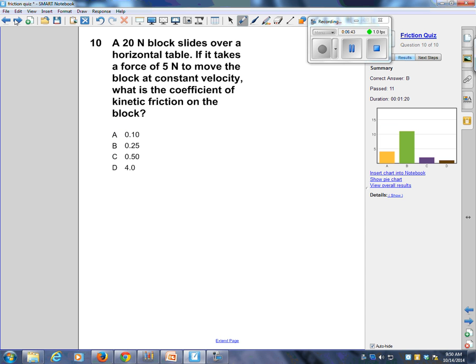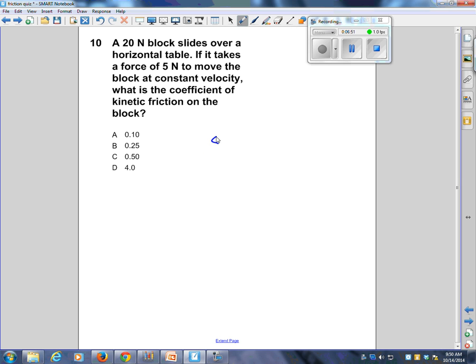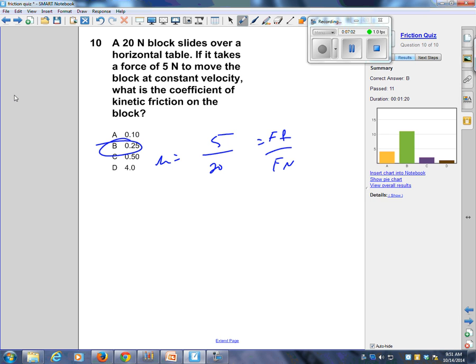Number 10, a 20 Newton block slides over a horizontal table. If it takes a force of 5 newtons to move the block at constant velocity, what is the coefficient of kinetic friction? That would be 5 over 20, right? Mu equals Ff over Fn, 5 over 20, B, 0.25.